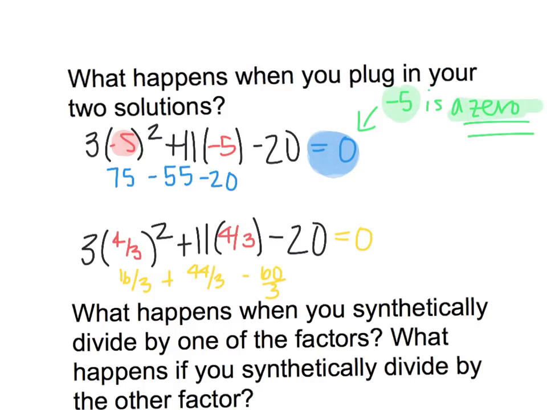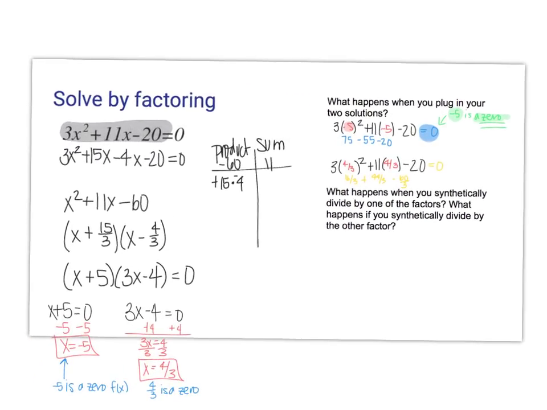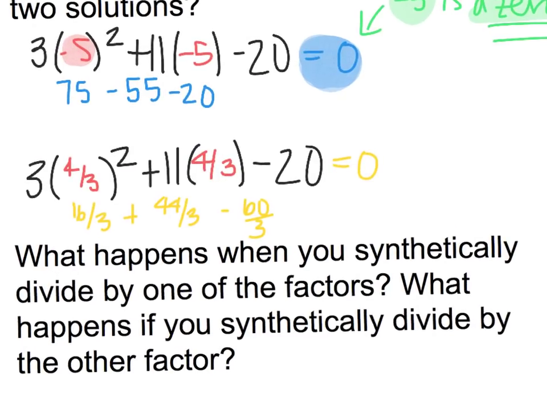We figured that out because we did our solving over here. We solved and we said, hey, -5 is a 0. That's what all of this did. So the same thing has to be true of 4/3. So it makes sense that when we plug in 4/3, we get 0. If we didn't get 0, that would cause a problem.